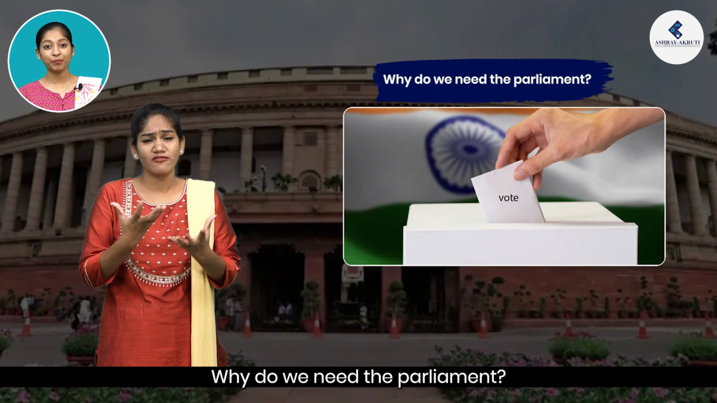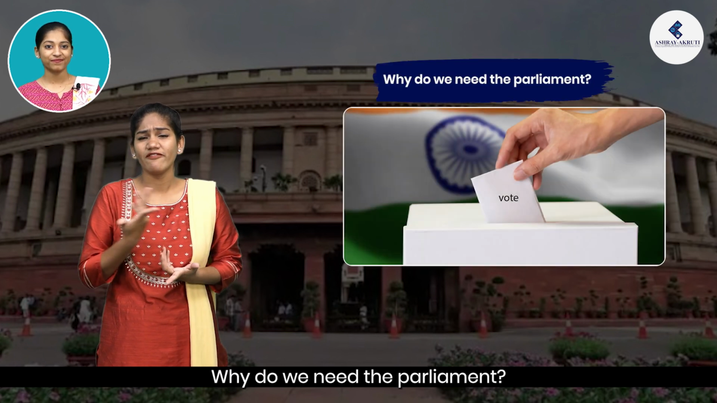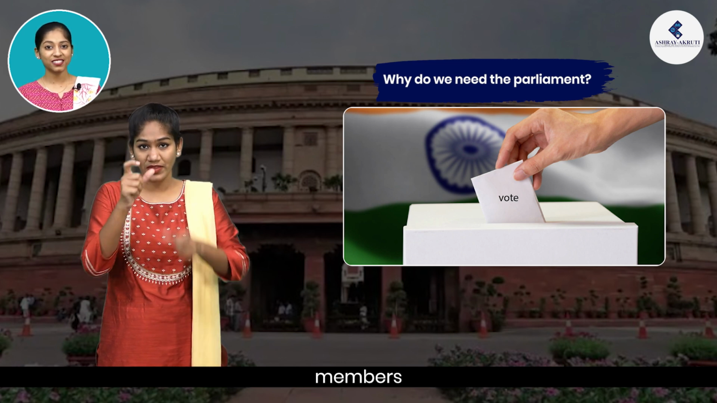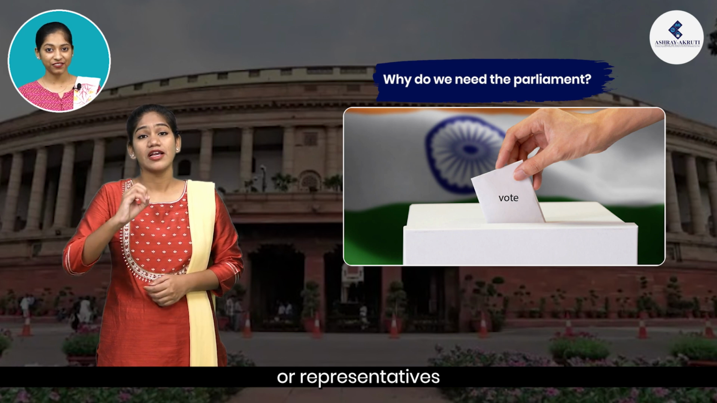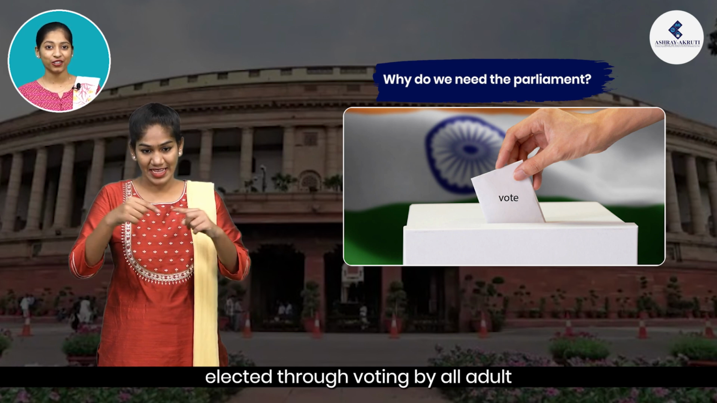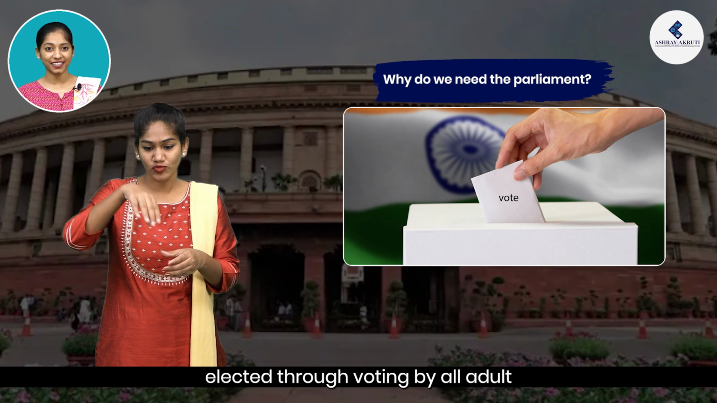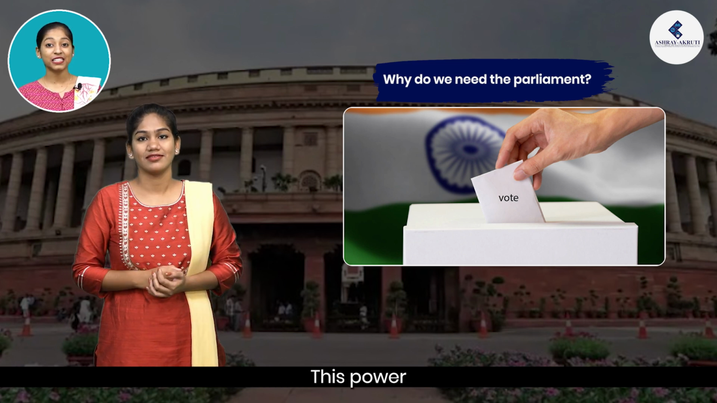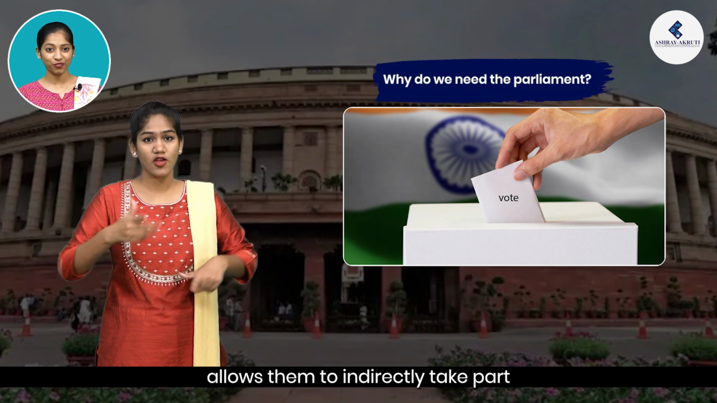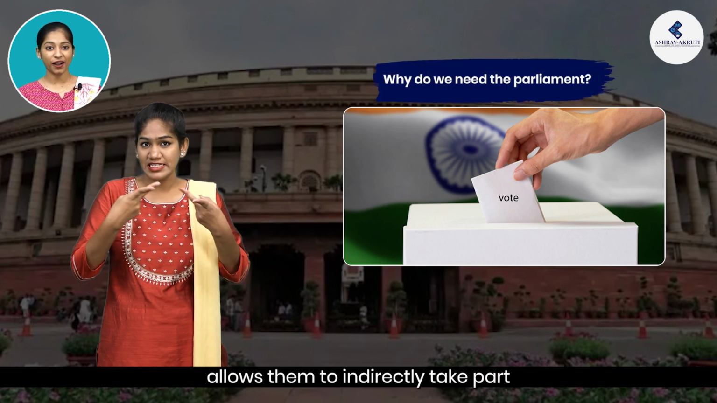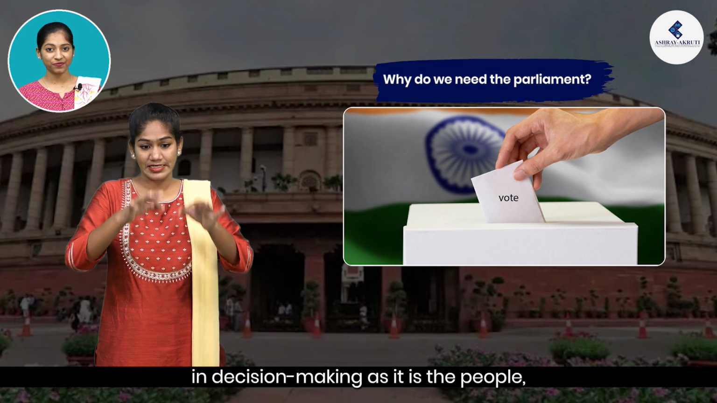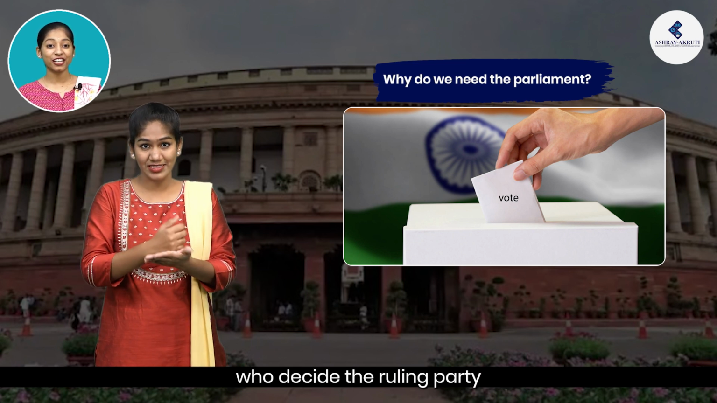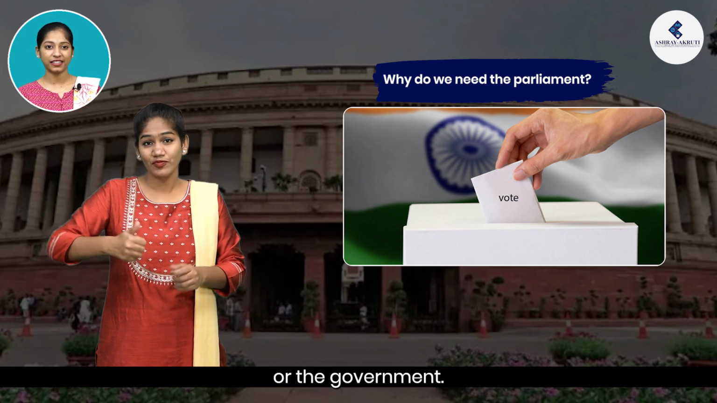Why do we need the Parliament? The Parliament is made of members or representatives elected through voting by all adult citizens of the country. This power allows them to indirectly take part in decision making, as it is the people who decide the ruling party or the government.